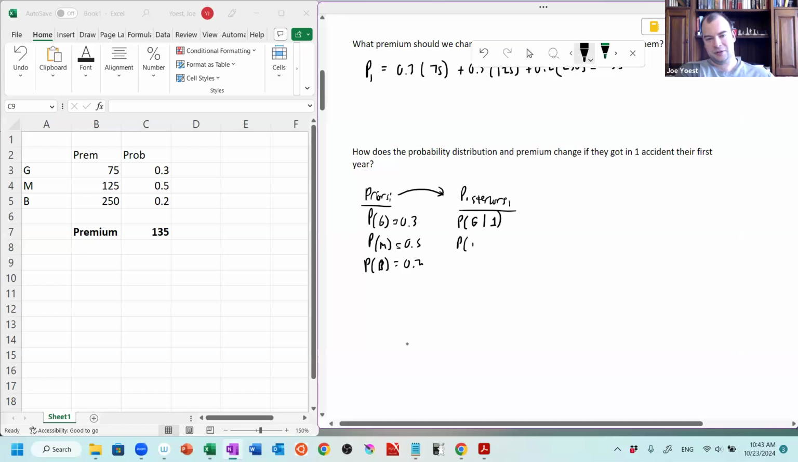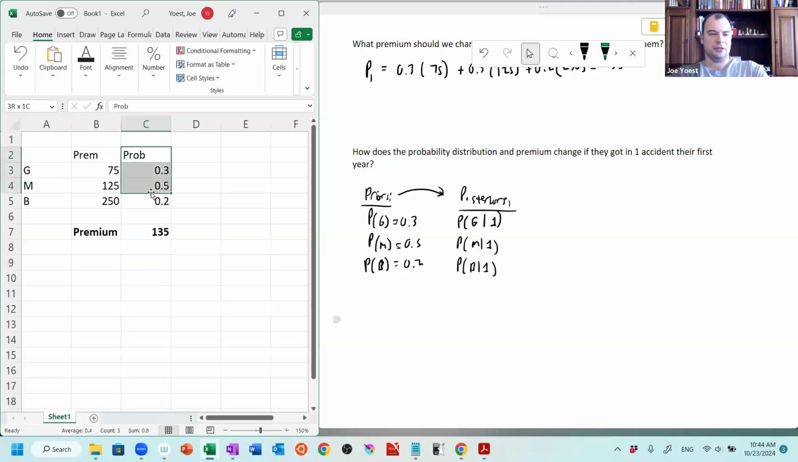Right. So we want to compute probability good, moderate, and bad given one accident. So we'll update our probabilities. We'll plug those updated probabilities into our probability distribution and get them an updated premium for year 2. So when we come back to them for the following year, we can say, okay, based on our previous experience with you over the last year, in addition to the overall population, we crunched all these numbers and your premium will go up or will go down or will stay about the same, whatever it may be.